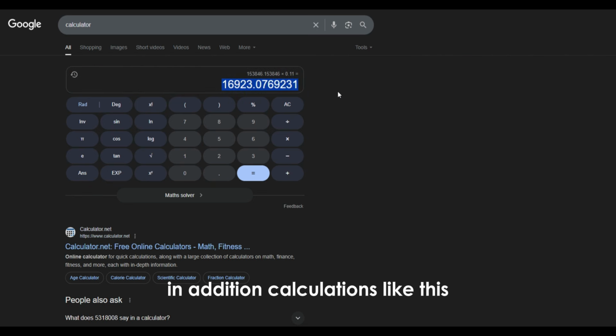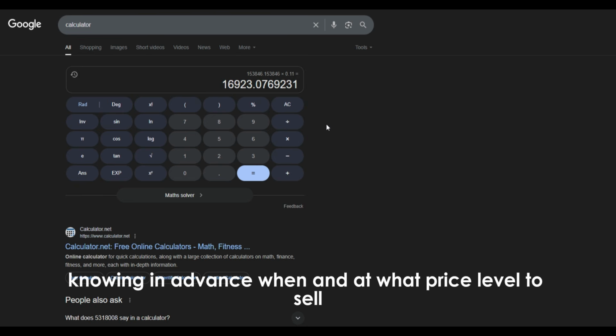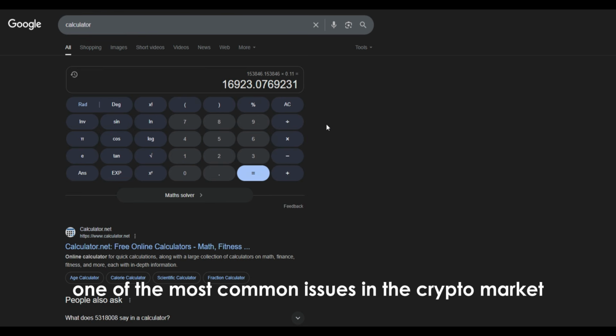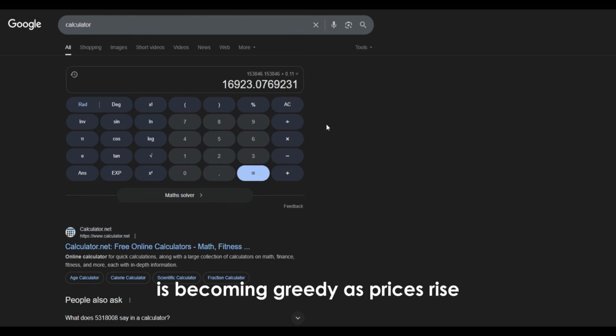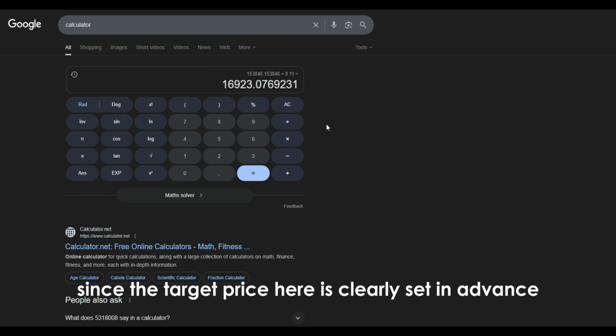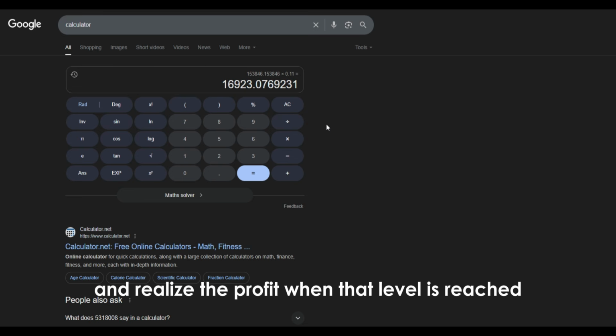In addition, calculations like this create a clear vision in the investor's mind. Knowing in advance when and at what price level to sell helps prevent emotional decisions. One of the most common issues in the crypto market is becoming greedy as prices rise or panic selling when they fall. However, since the target price here is clearly set in advance, the investor can rationally sell and realize the profit when that level is reached.